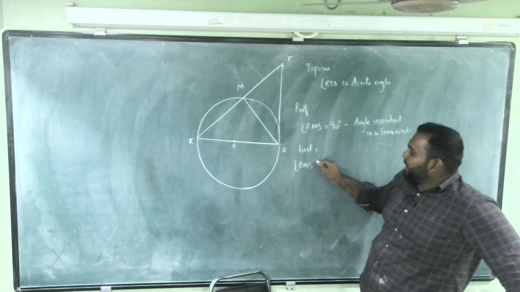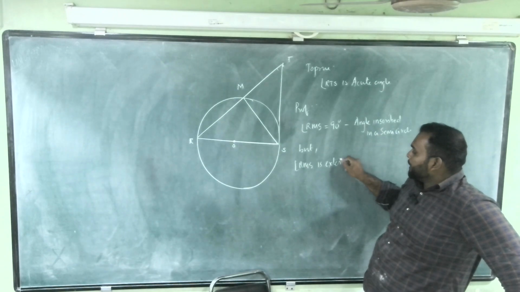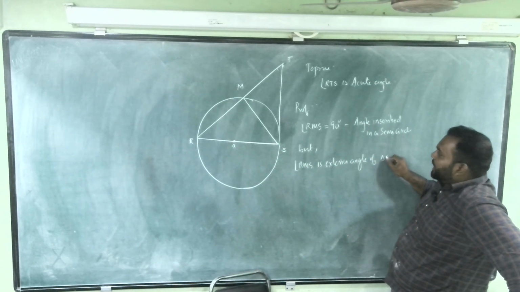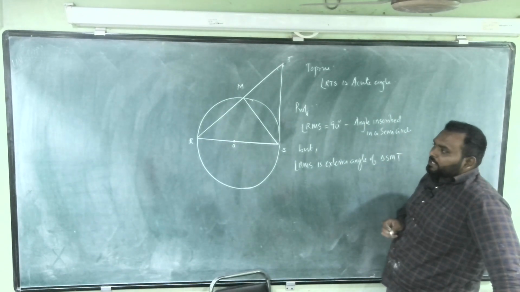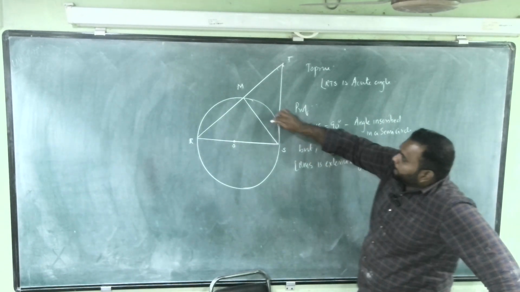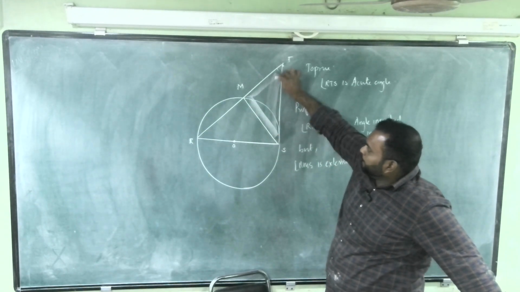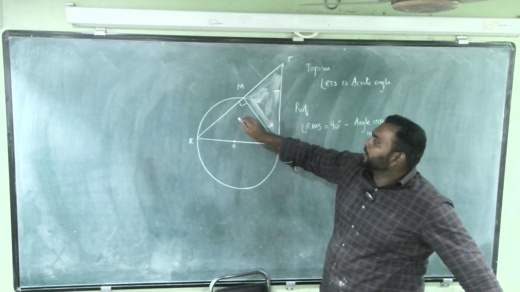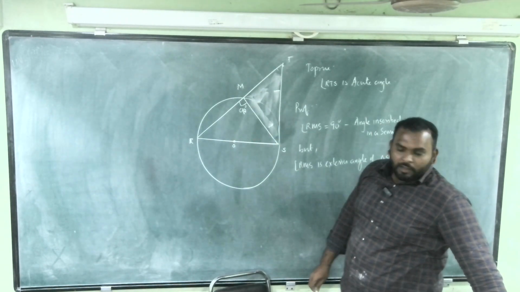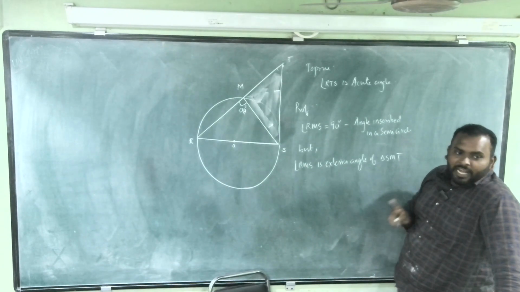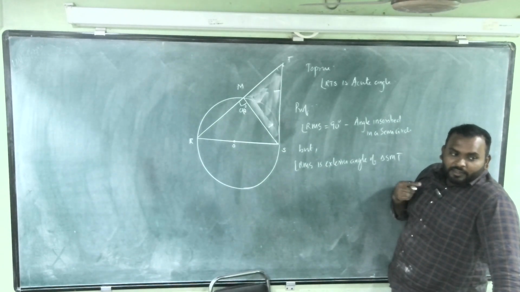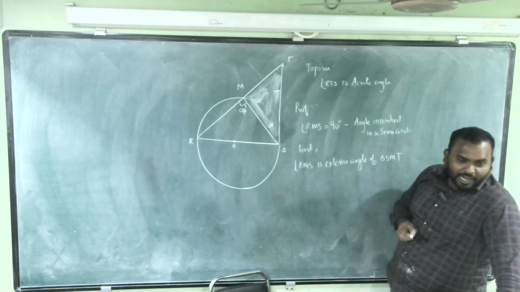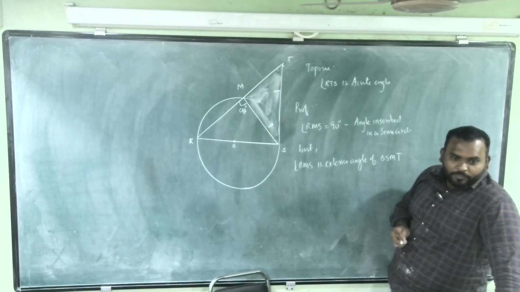But angle RMS is an exterior angle. It is an exterior angle of triangle SMT. Triangle SMT किधर है? ये SMT है ना? इसका ये exterior angle है, ये 90 degree है. And you know that the exterior angle is always greater than the remote interior angle.